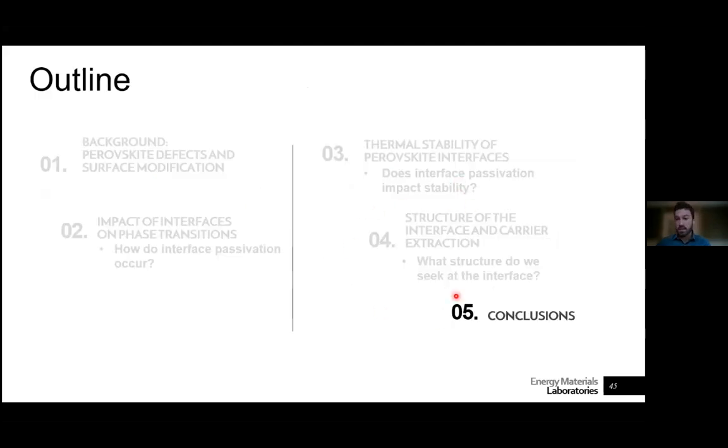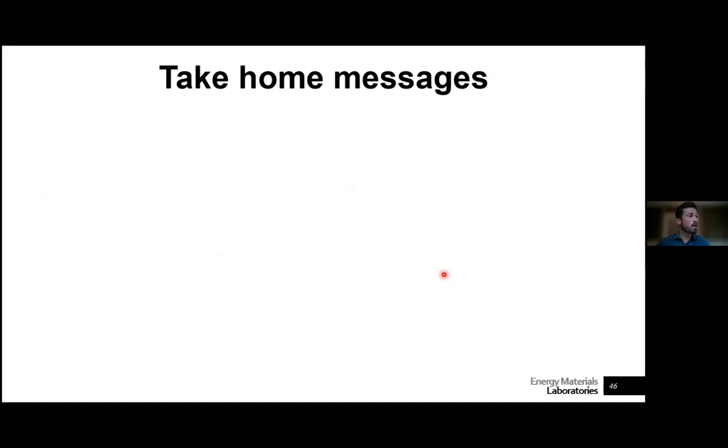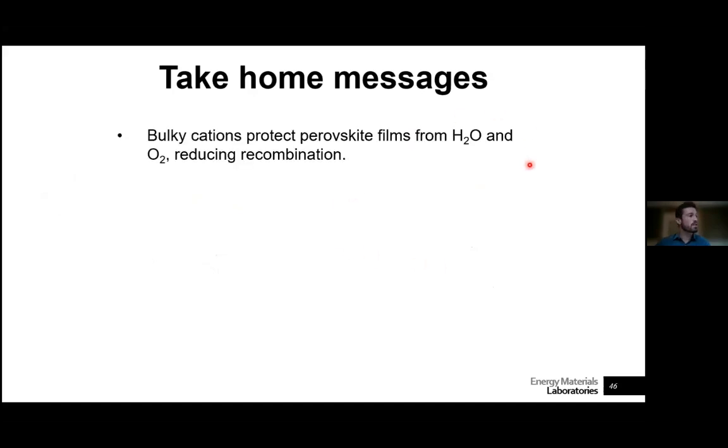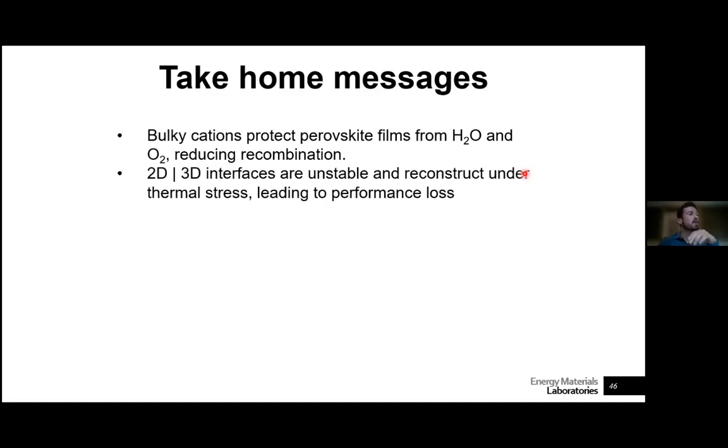So this leads me to my conclusions and to some take-home messages. I hope I've shown that bulky cations have a very important role in preventing the interface degradation in perovskites upon exposure to moisture and oxygen. And this is a big driver of reduced recombination at the interface that shouldn't be neglected.